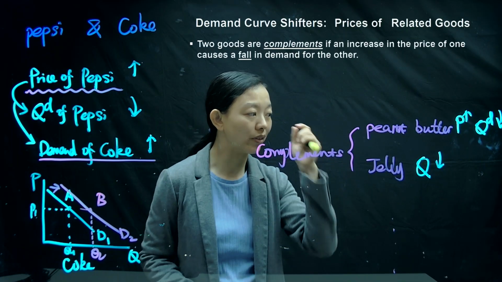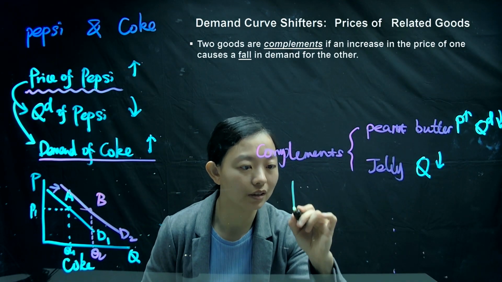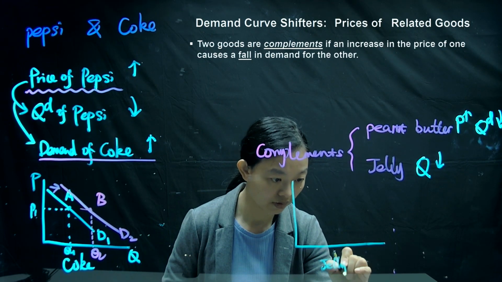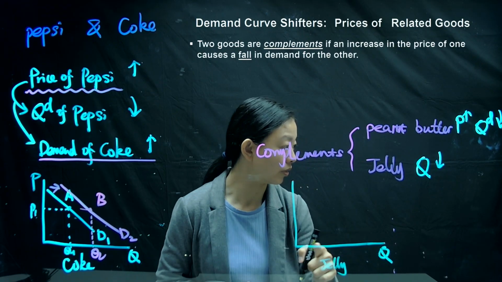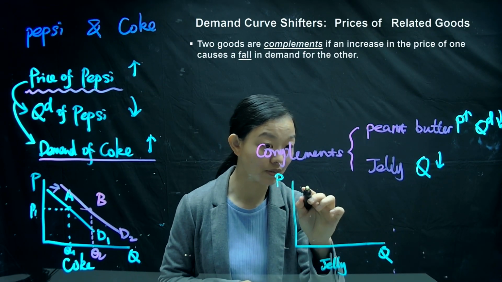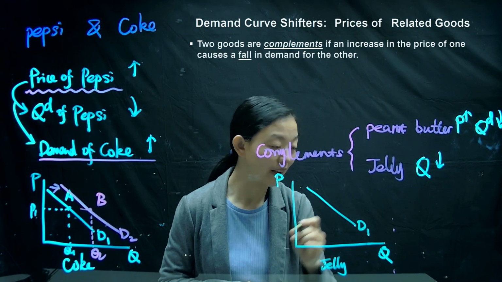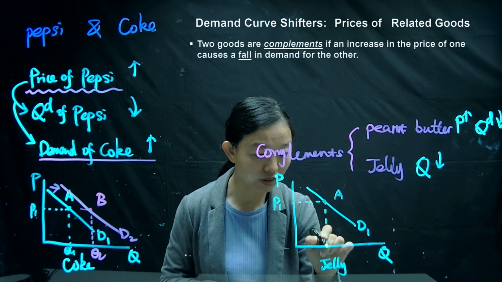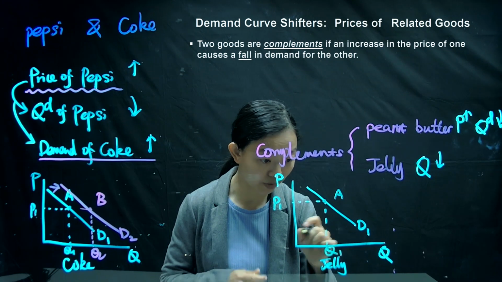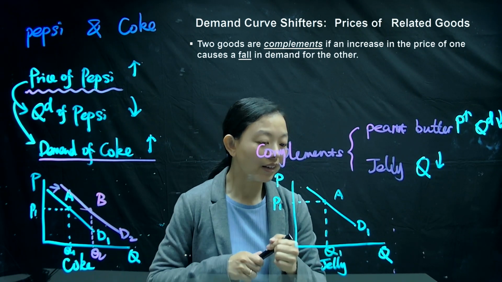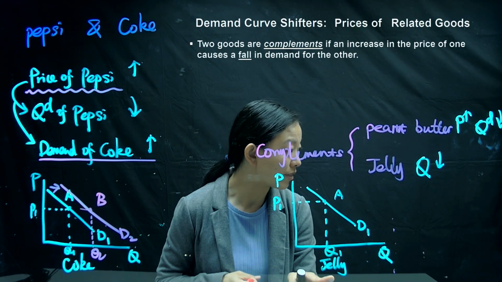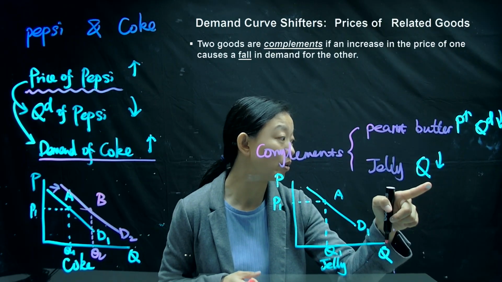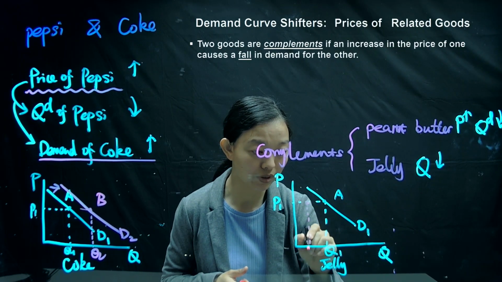We can also show this through a graph. If I treat this as the graph for jelly, I put the quantity demanded on the horizontal axis and price on the vertical axis. This is demand curve one. The original demand is point A, with price P1 and quantity demanded Q1. Now, nothing changes in jelly's price. However, because of the peanut butter price increase, consumers also buy less jelly. So it might shift to this point.